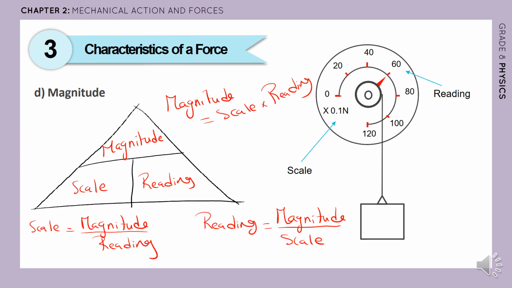So as we said, the magnitude equals the scale times the reading. We can use this triangle in order to obtain the other values. So we have the magnitude here, the scale, and the reading. So the magnitude equals the scale times the reading. The scale equals magnitude over the reading, and the reading equals the magnitude over the scale.